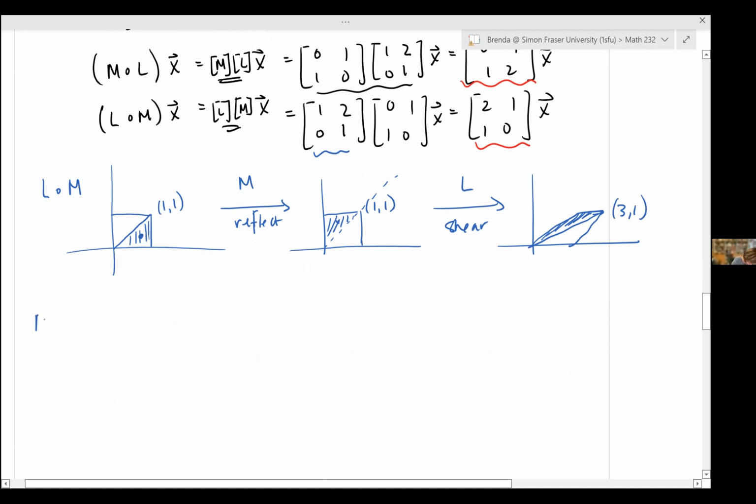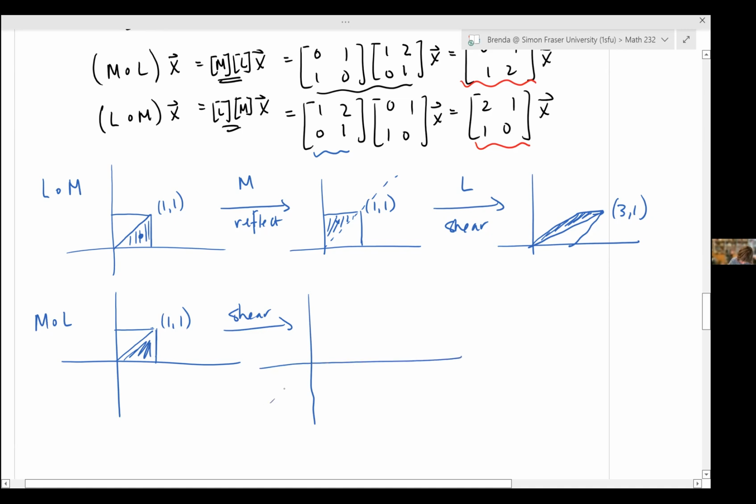Now I'm going to do M composed with L. Let's start with the same box of vectors, and it looks like that, 1, 1. And I'm first going to shear. That is going to look like this. Here is the line y equals x, and this shear will look like this. And we've got the guys here in the bottom half. Okay, so that is the shear. This point is 1, 3.